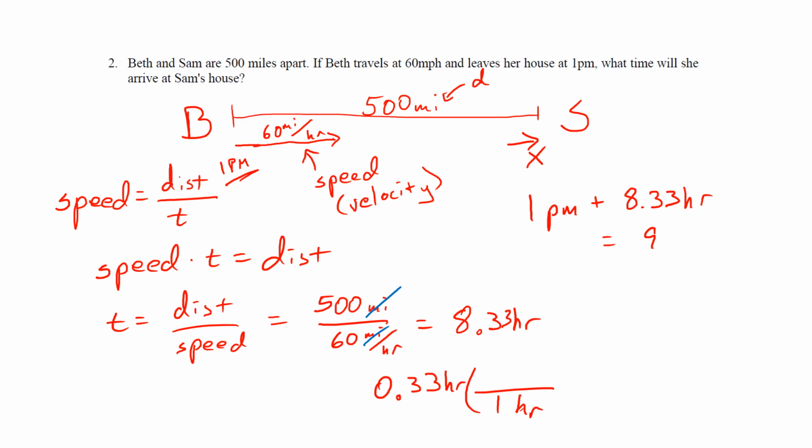So this is another thing when we were talking about triage and figuring out which calculations. This is another thing we'd have to think about. Okay, what is a conversion we know between hours and minutes? So 0.333 times 60, well, that's 20 minutes. So it's going to take 8 hours and 20 minutes. And so 8 hours and 20 minutes after 1 p.m. is 9:20 p.m.